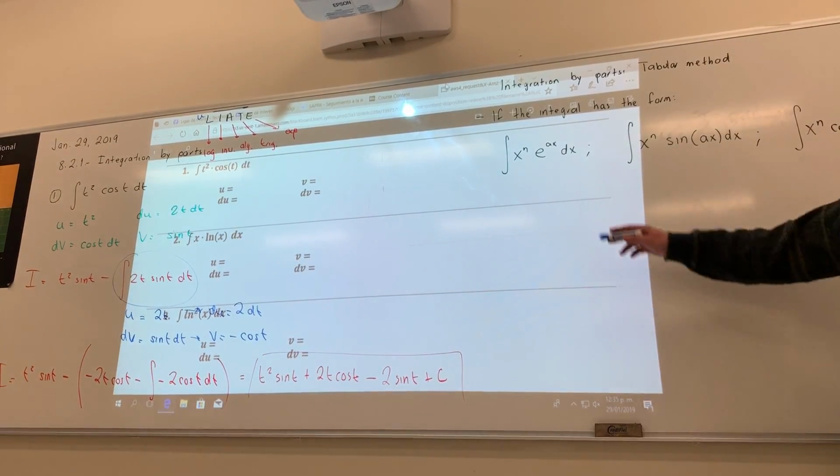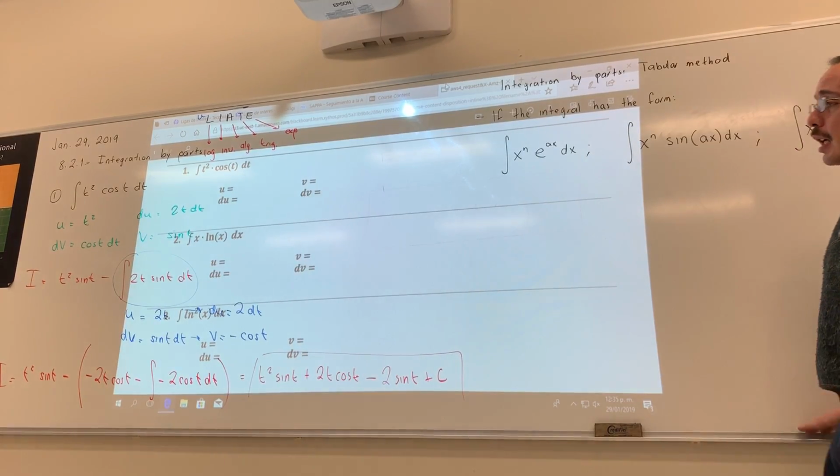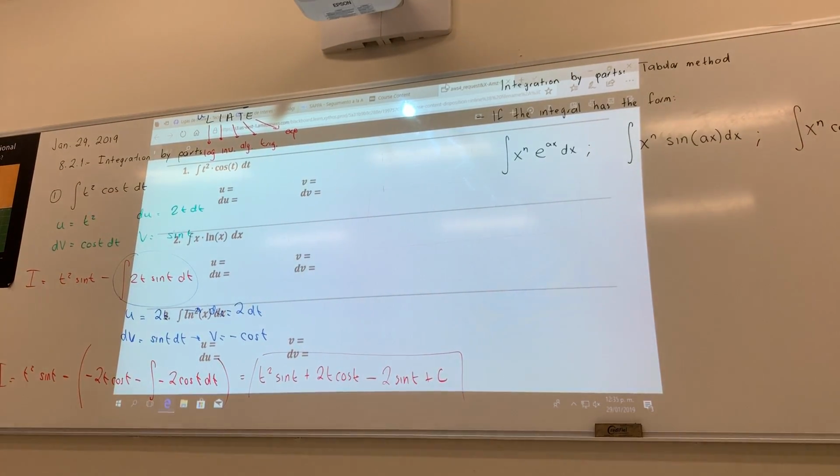E to the ax. Okay, listen. If, for example, your integral has these three types of forms, polynomial, not just any polynomial, polynomial times an exponential, polynomial times trigonometric sine or cosine, there is a way to simplify the process. Instead of applying the formula 1, 2, 3, 4 times, there's a way to simplify the process, which is called the tabular method.